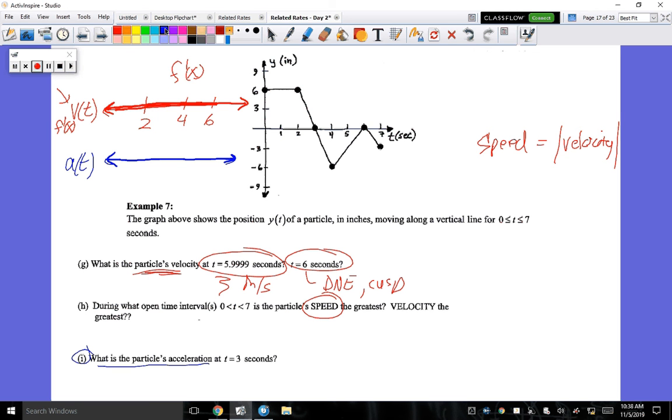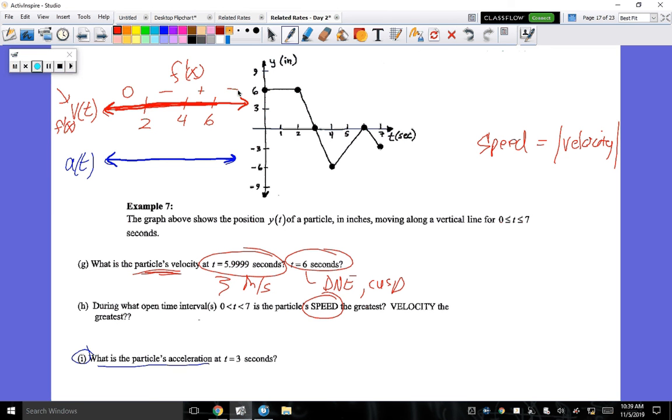So let's look at the signs on this. Everything to the left of 2 is 0. Between 2 and 4, the slope is what? Negative. Between 4 and 6, the slope is positive. And then from 6 on, the slope is negative. You with me? Okay. How about the acceleration?